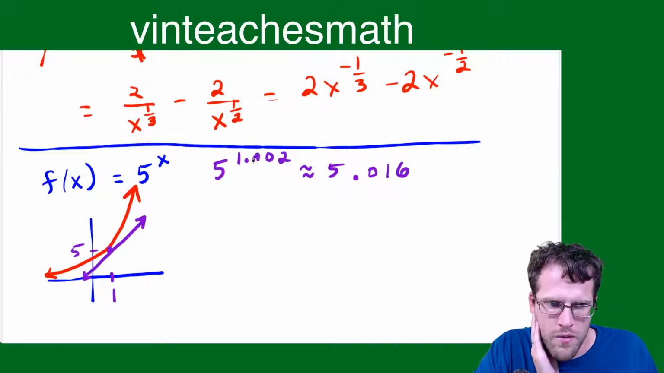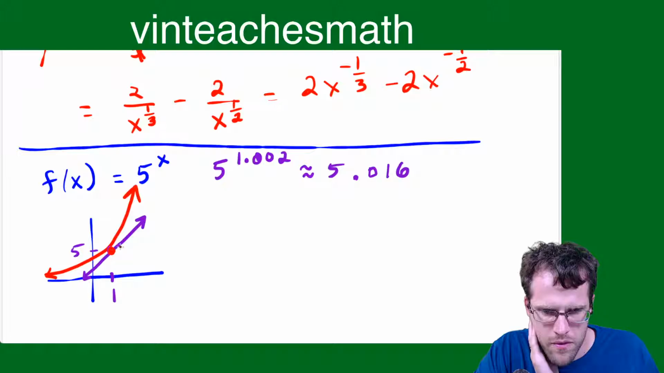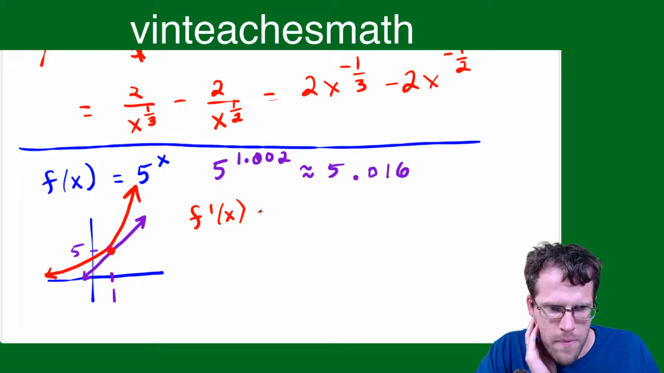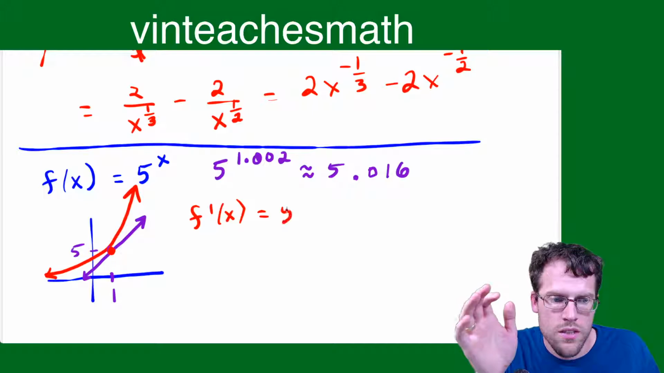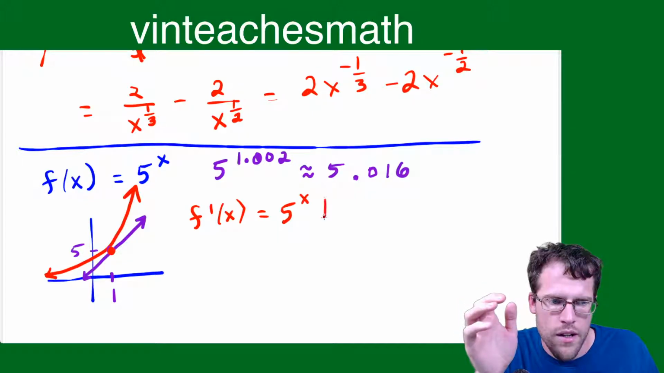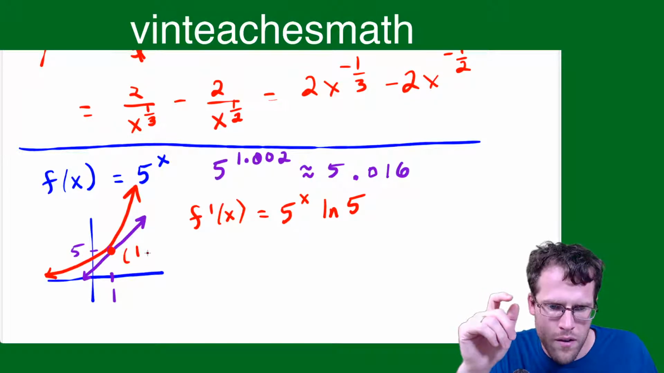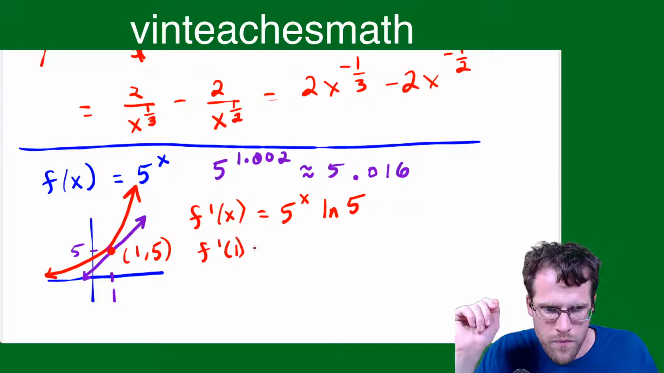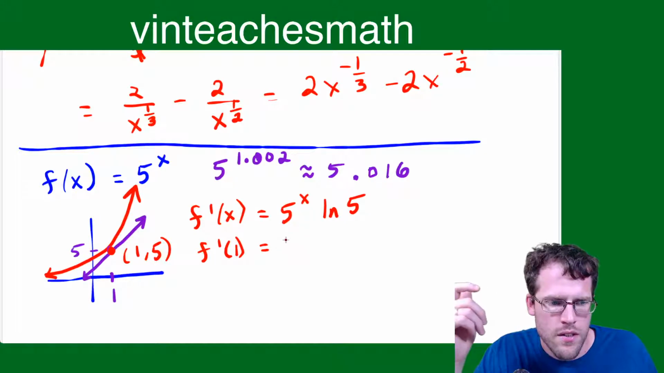So for this one, the idea is that we could write the equation of the tangent line here. But what we need to know is the slope here. So for the slope, we find f prime of x. And if you have your formula sheet, this is 5 to the x, natural log 5. But now, let's say we want to find the slope when x equals 1. Okay, so this is just going to be 5 to the first ln 5.